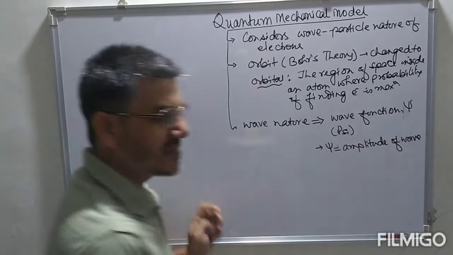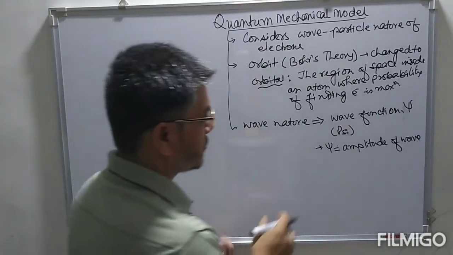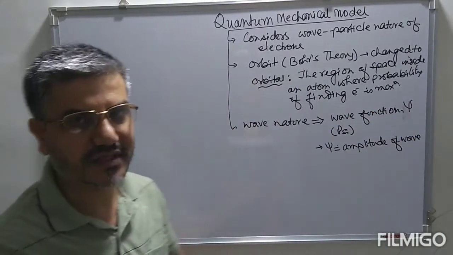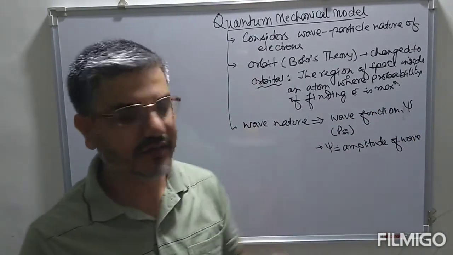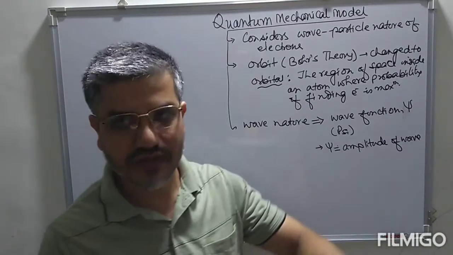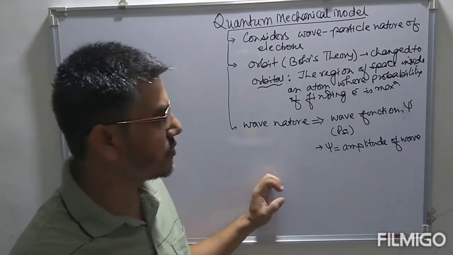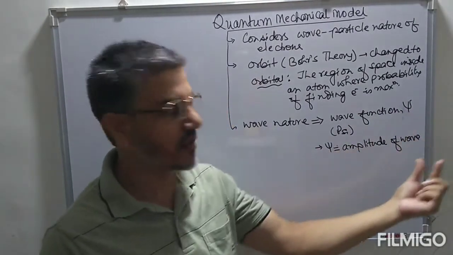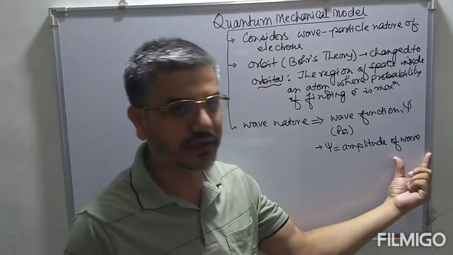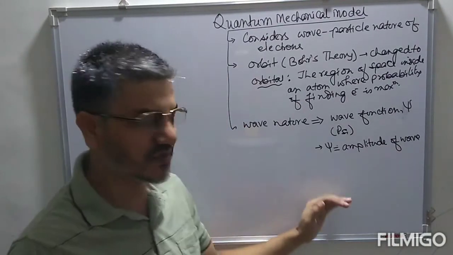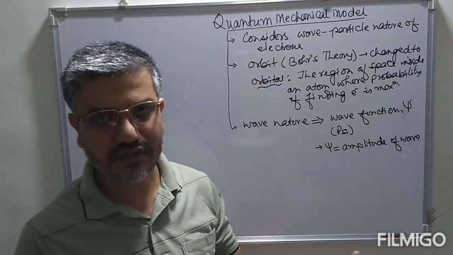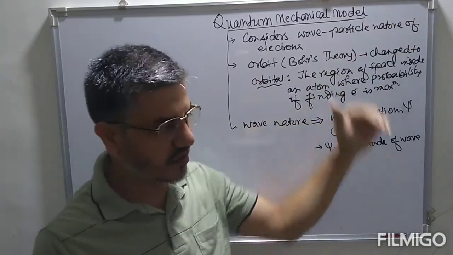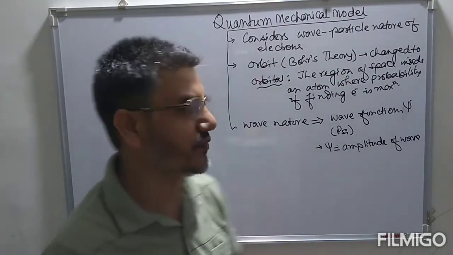Now this will be something like a standing wave. To define this wave, we need a certain mathematical equation. That mathematical equation that defines a particular wave which represents the electron is known as the wave function psi, and this wave function psi of an electron represents the amplitude of the wave. That means the displacement of the wave from the mean position, the distance from the mean to the maximum point, that is the crest, or the minimum point, that is the trough.